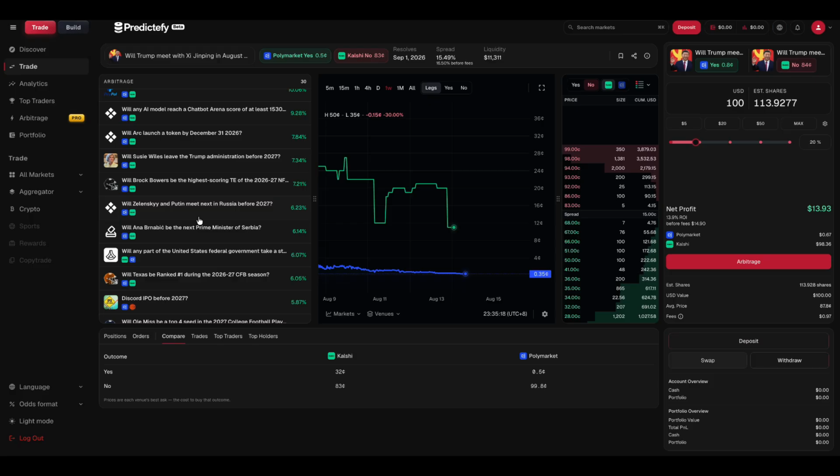And this is important: I don't just look at the percentage and immediately trade. I still check the market. I still check that the outcome actually matches. I check the liquidity, and I check the fees. Because a number on a scanner doesn't automatically mean guaranteed profit.